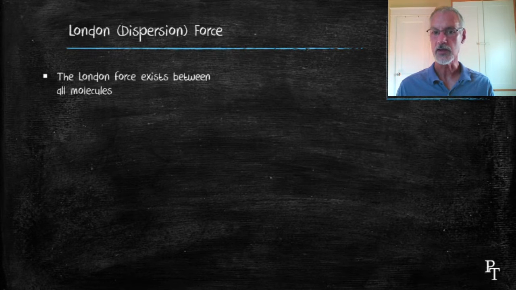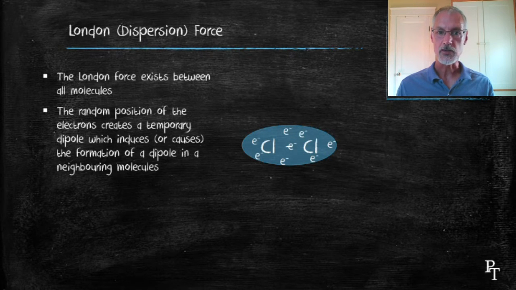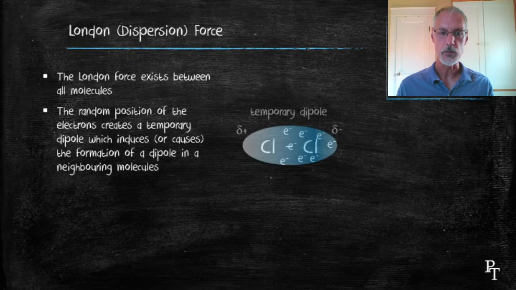It exists between all molecules. Consider, if you would, chlorine gas, chlorine bonded to chlorine, and here I'm showing a few of its many electrons. Those would be relatively evenly distributed throughout the molecule at some point in time. But due to the quantum nature of the atom, those electrons can take on different positions. And at some point in time, the electrons might be more at one end than another. This creates a condition that we call a temporary dipole.